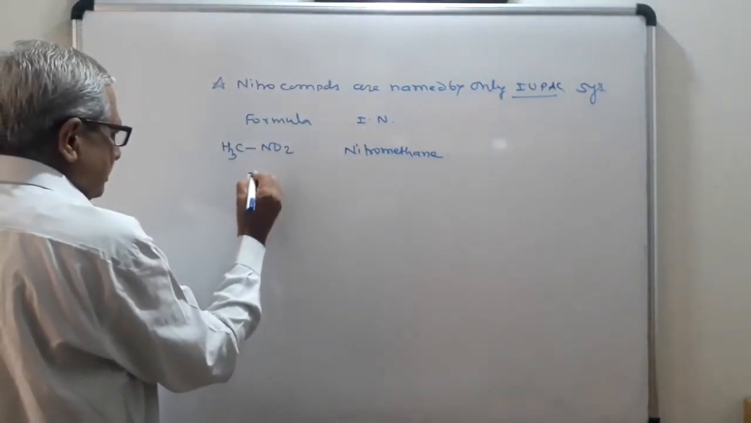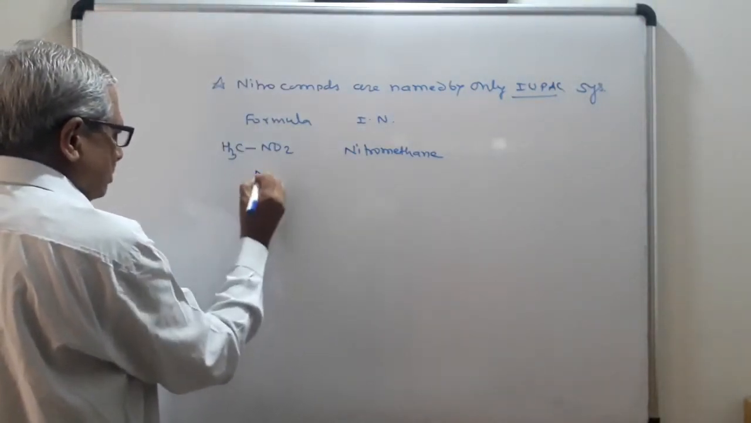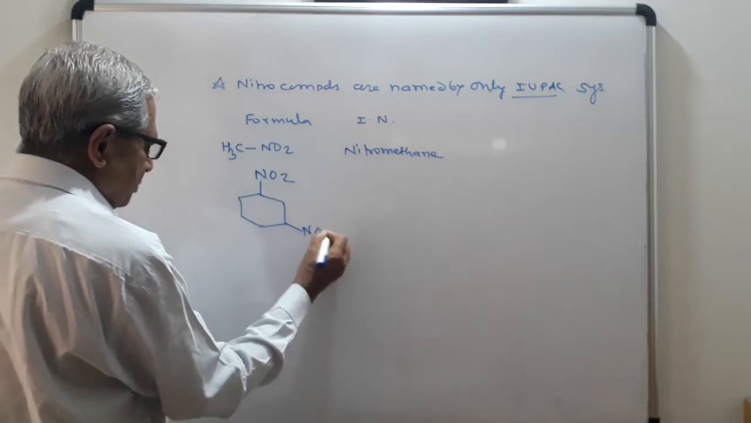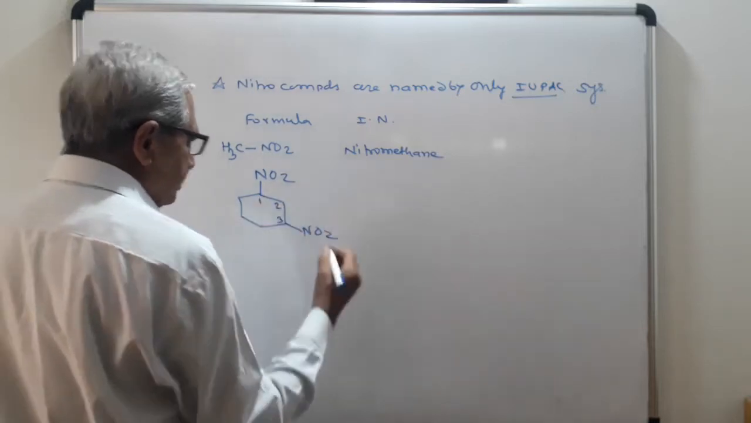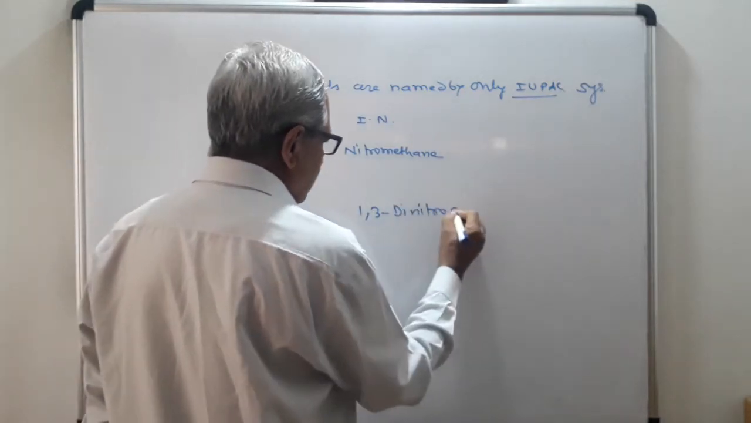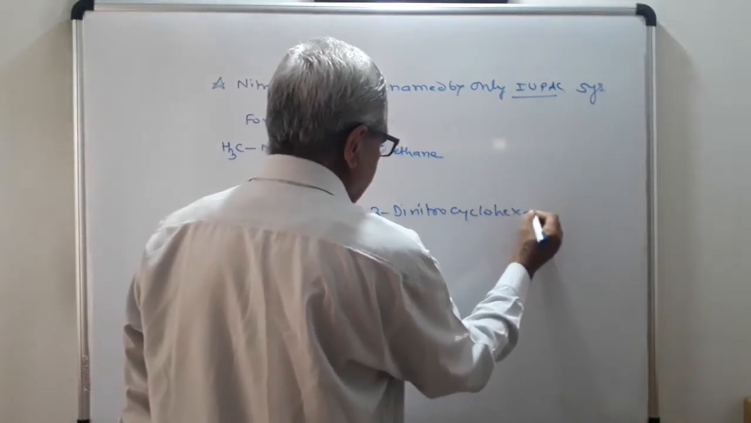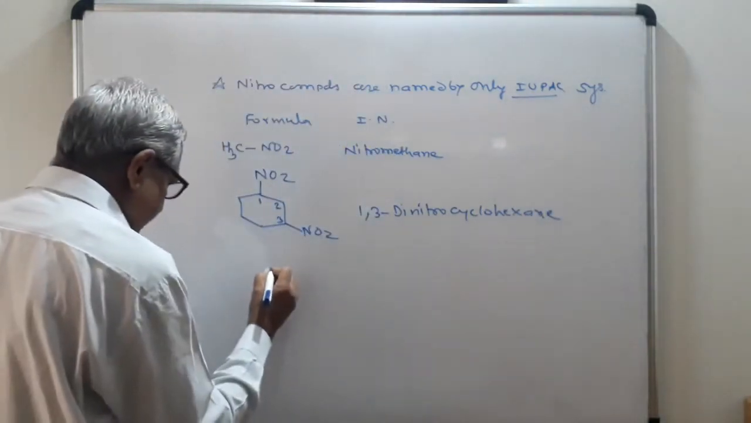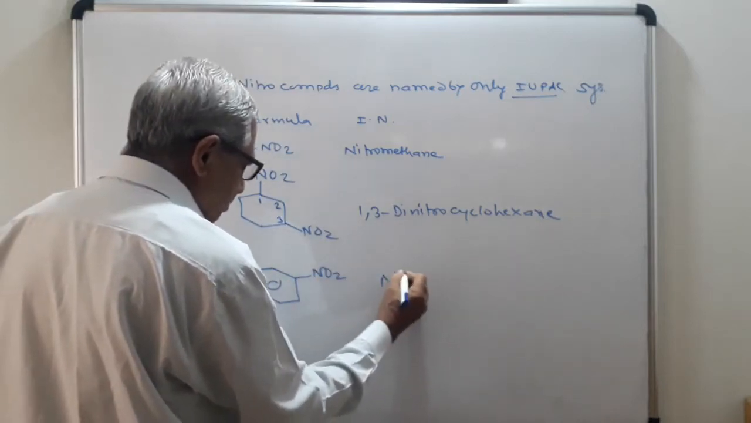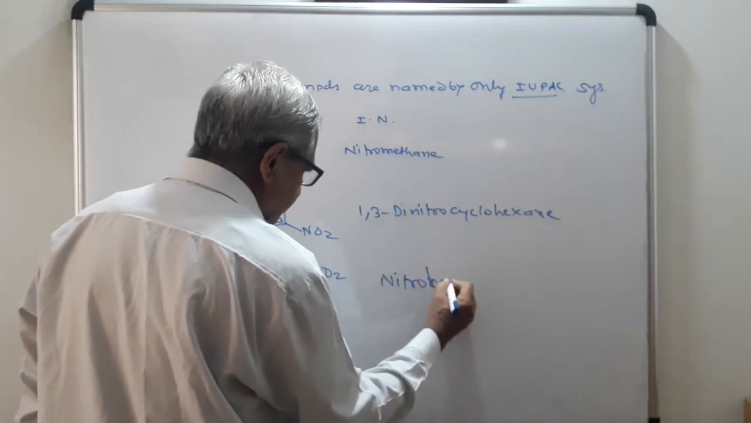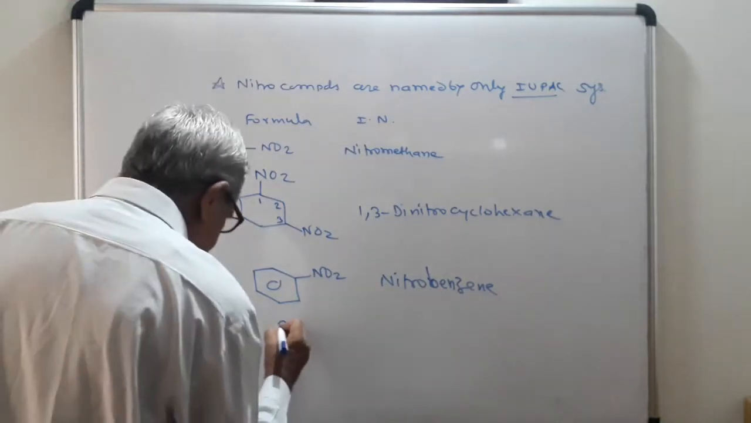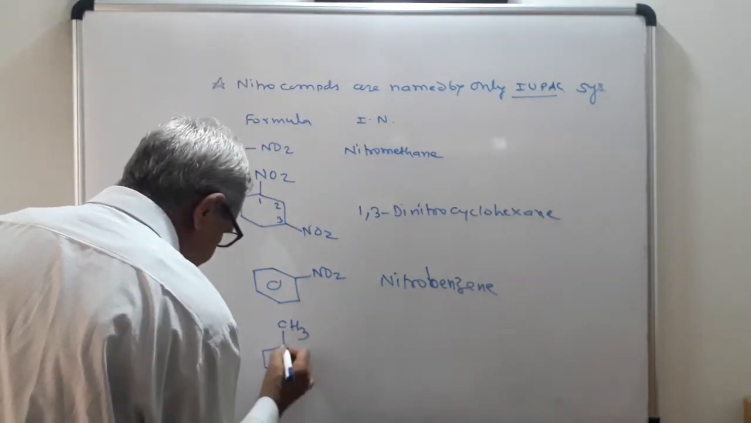Second example, cyclohexane ring with NO2 groups. This is carbon number 1, 2, 3. This is 1,3 dinitrocyclohexane. Now next example, benzene ring, NO2 group. This is nitrobenzene. Nitrobenzene.